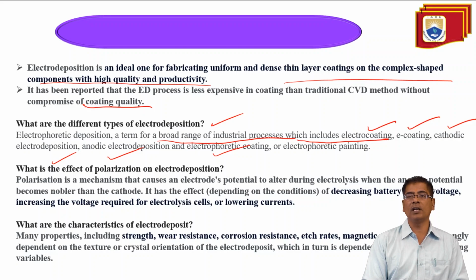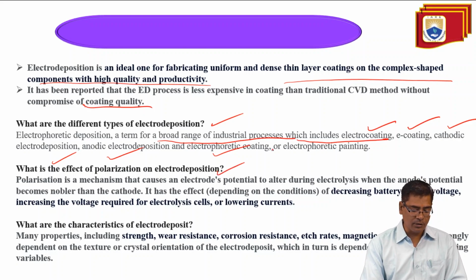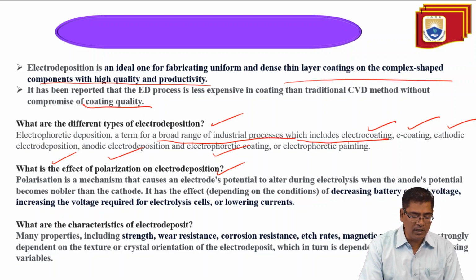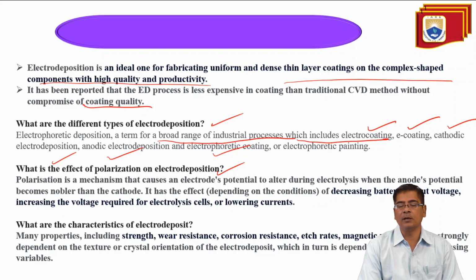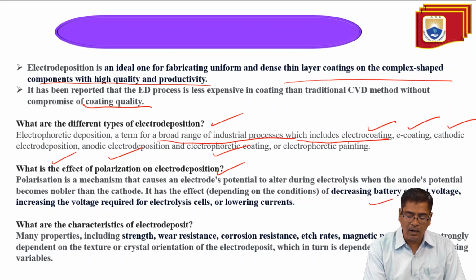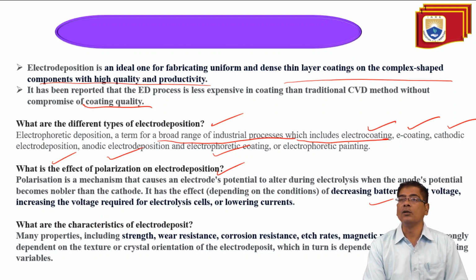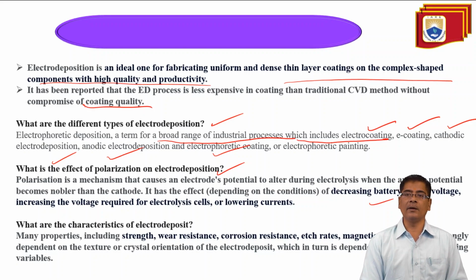So what is the effect of polarization on electrodeposition? Polarization is a mechanism that causes an electrode potential to alter during electrolysis when the anode potential becomes nobler than the cathode. It has the effect, depending upon the nature of the conditions, of decreasing battery output voltage, increasing the voltage required for electrolysis cells, or lowering currents. So this is the effect of polarization on electrodeposition, right?